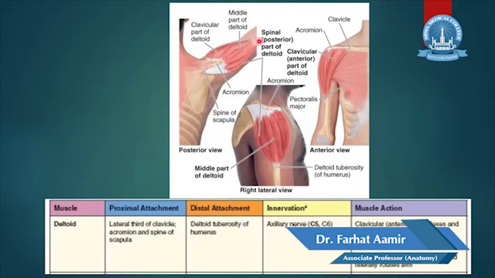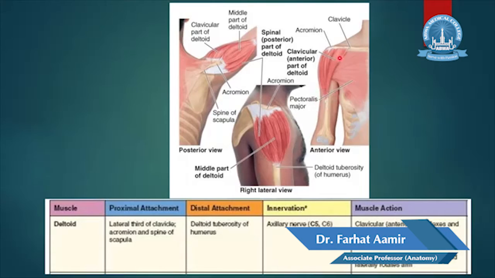Then it is inserted over the deltoid tuberosity on the humerus. There is one tuberosity on the middle part of the humerus, which is deltoid tuberosity, which is called deltoid tuberosity because deltoid is inserted over it.